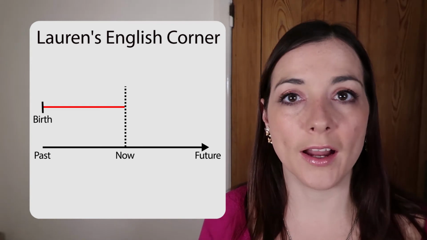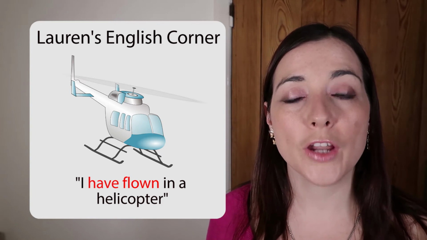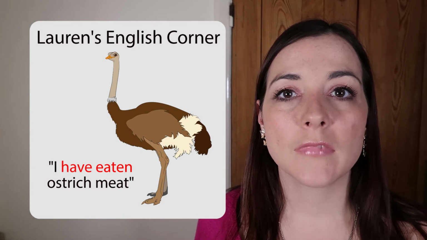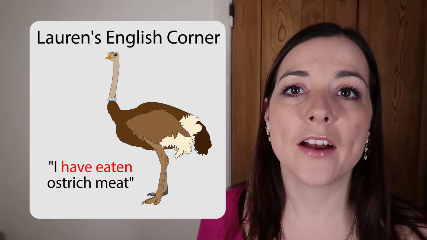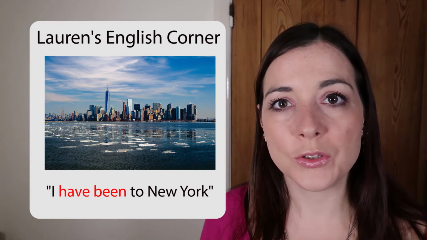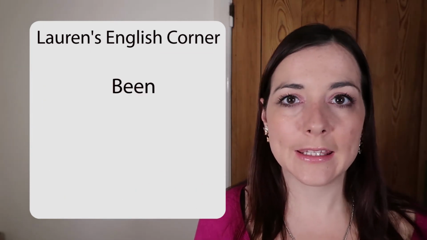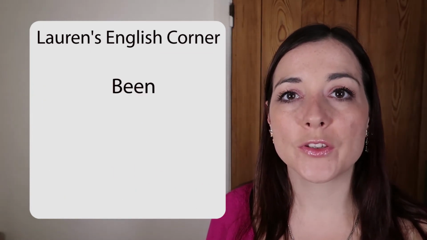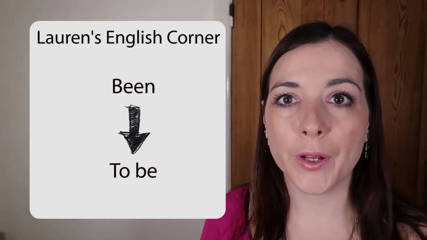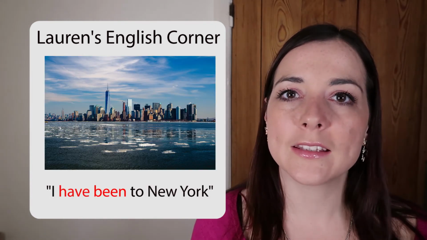You can say, or I can say, I have flown in a helicopter. I have eaten ostrich meat. Or I have been to New York. Been comes from the verb to be, is, are. In the past we would say was, were, and for the present perfect we would say been. I have been to New York.